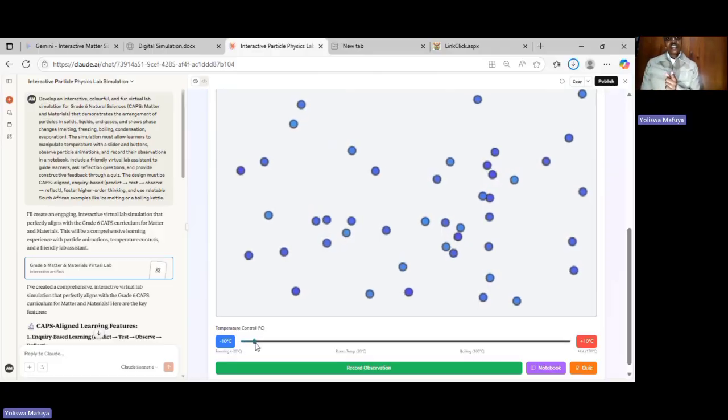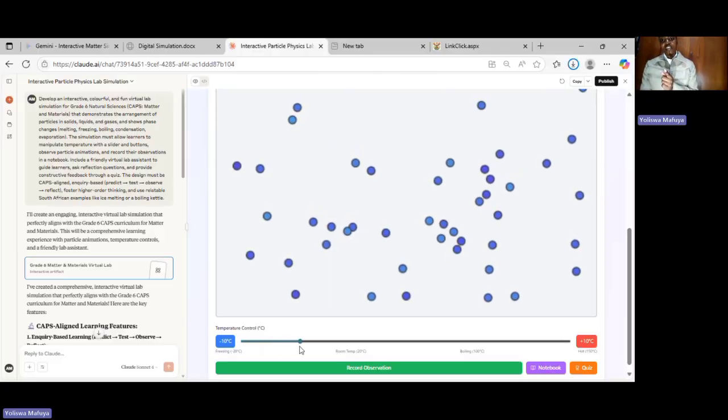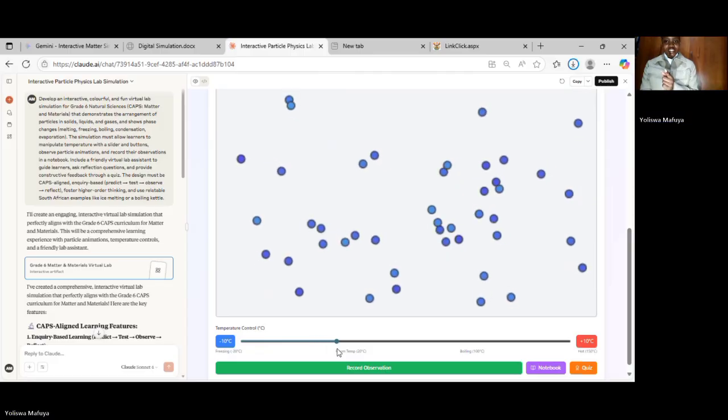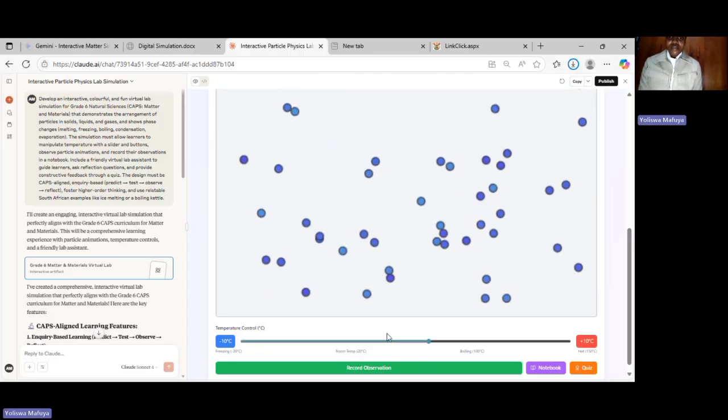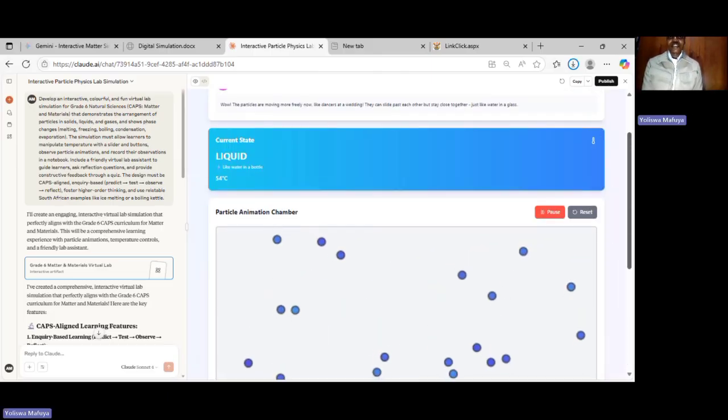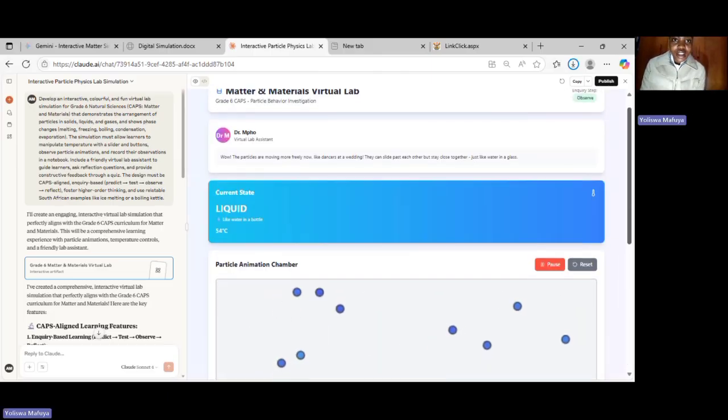Now I'm going to increase the temperature, right? As I increase, would you look at that? The particles are moving a bit more vigorously. There goes Dr. Paul again, right? Wow. The particles are moving freely now, like dancers at a wedding. They can slide past each other but stay close together, just like water in a glass.